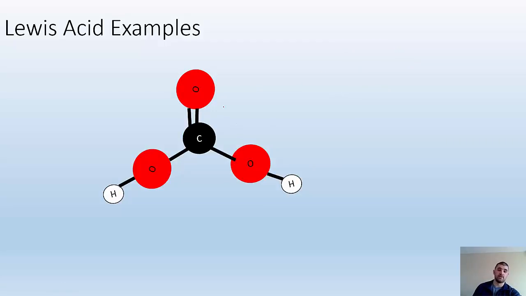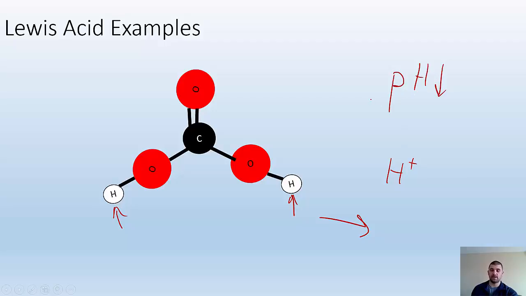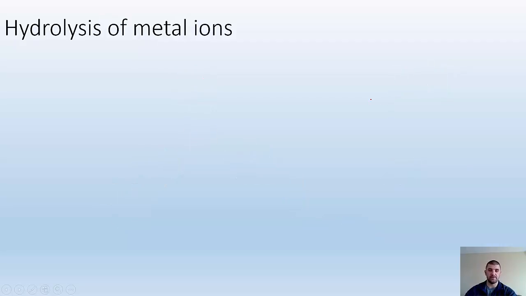to look like this. So now we have carbonic acid, and this hydrogen can get kicked off and give me H plus ions, which is going to decrease the pH, make it more acidic. So carbon dioxide can affect the pH of water that way.